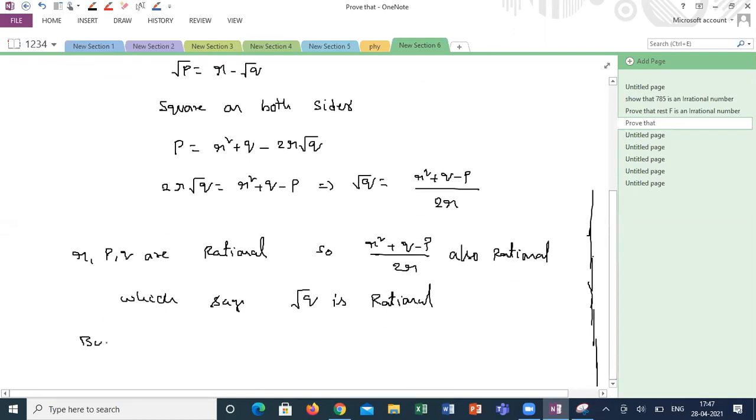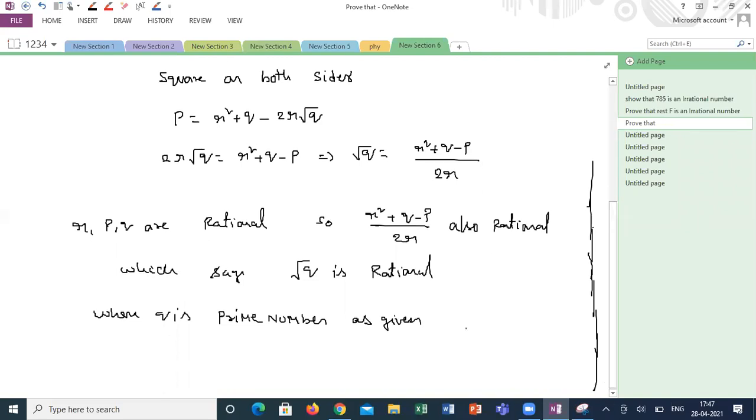But q is a prime number, as given, which contradicts this statement. It contradicts that root of a prime number is irrational.